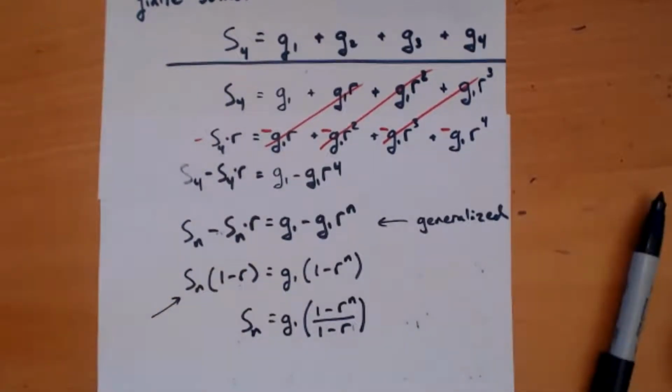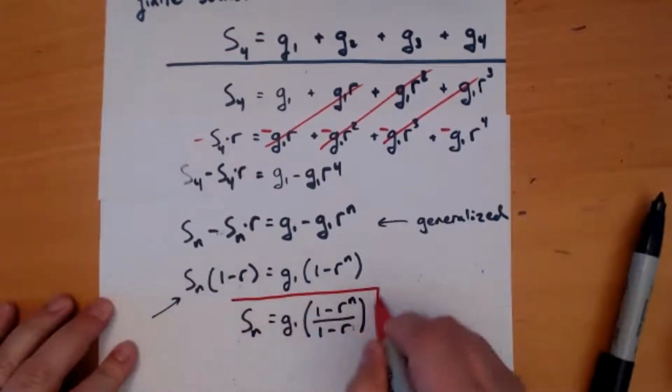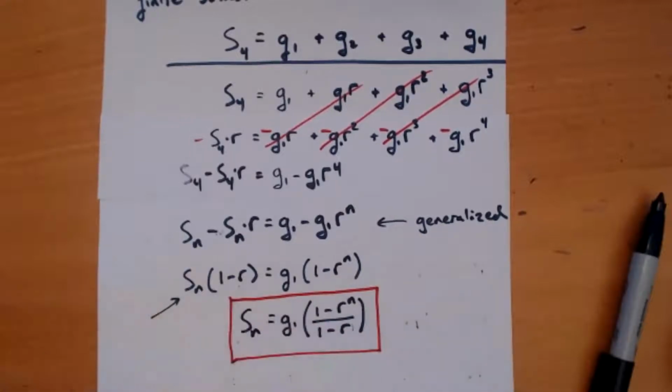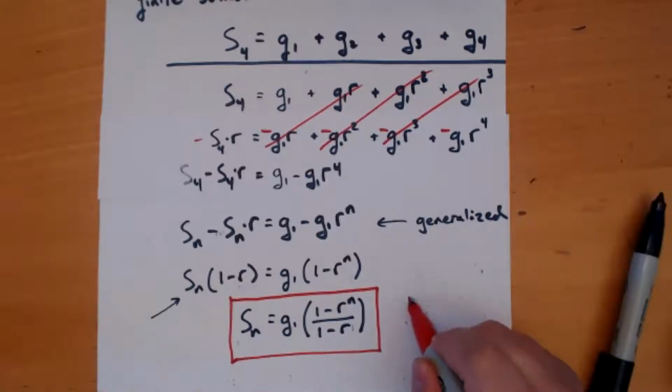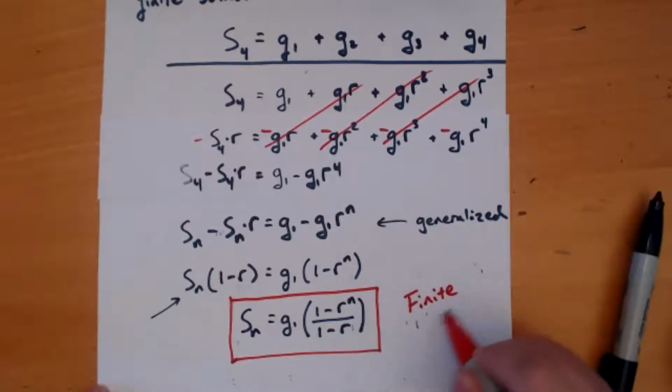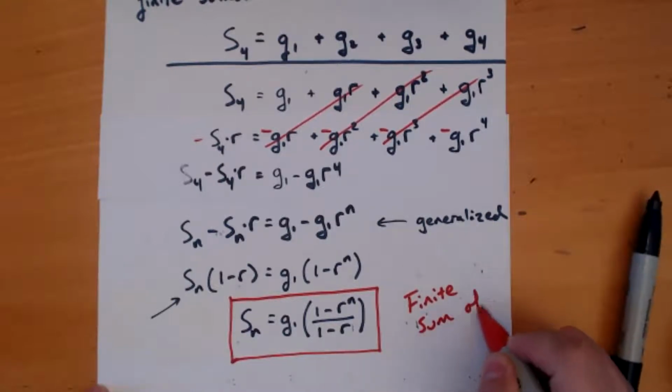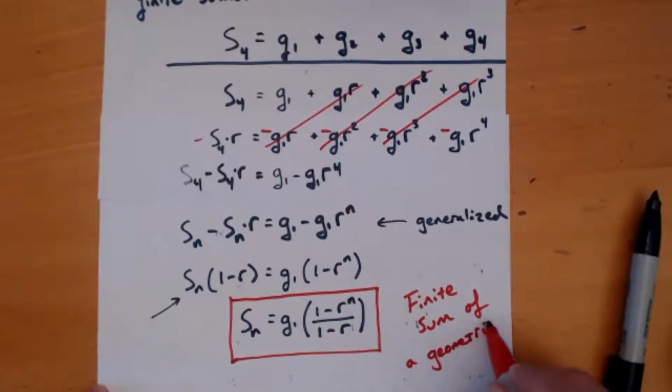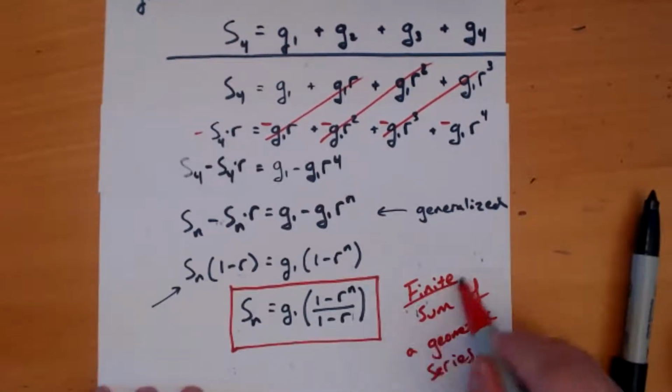And this is your finished formula. This one, go ahead and put in your notes grid that we had. And this is the finite sum of a geometric series. And it's important to write finite. We'll talk about infinite later.